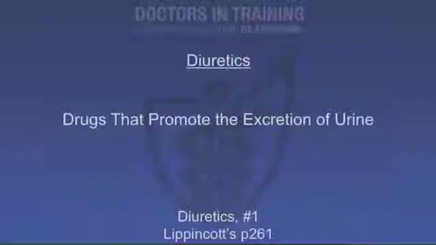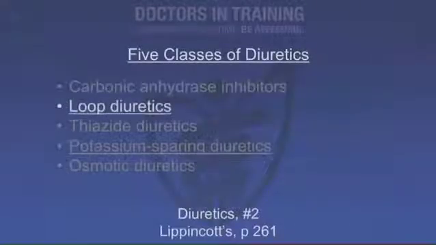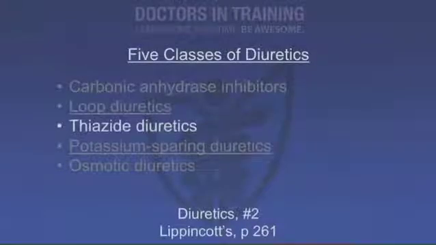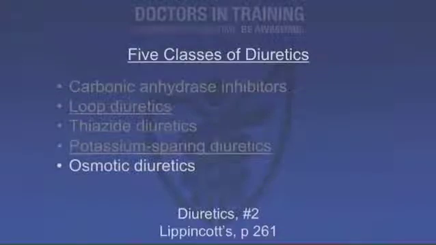All right? So, what are diuretics? Diuretics are drugs that promote the excretion of urine or increase the amount of urine excreted. Now, that's straight out of Stedman's dictionary, all right? There are 5 major classes of diuretic therapy. There are the carbonic anhydrase inhibitors, loop diuretics, thiazides, potassium-sparing diuretics, and osmotic diuretics. We're going to spend a few minutes going through each one of those classes today.